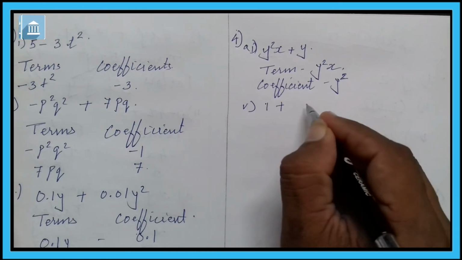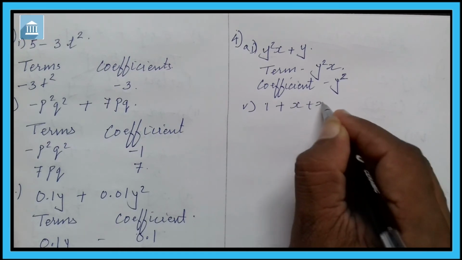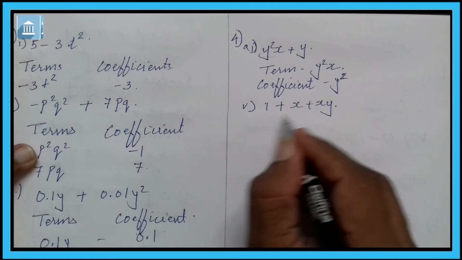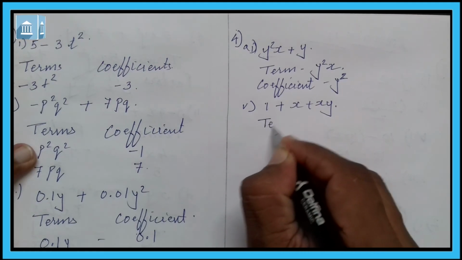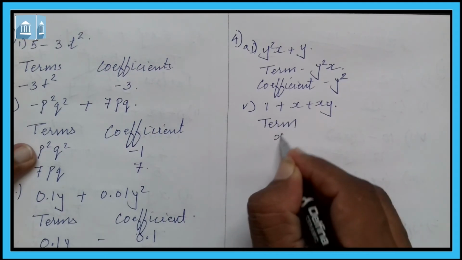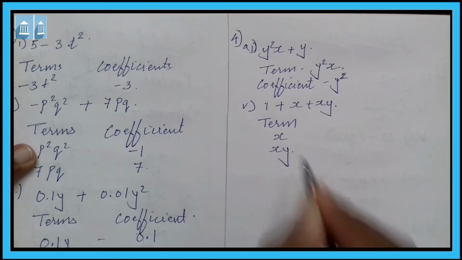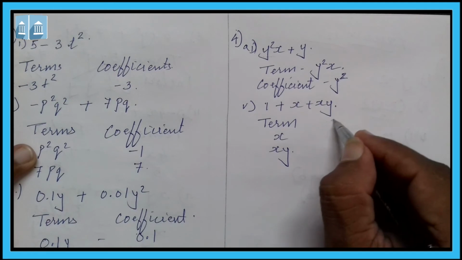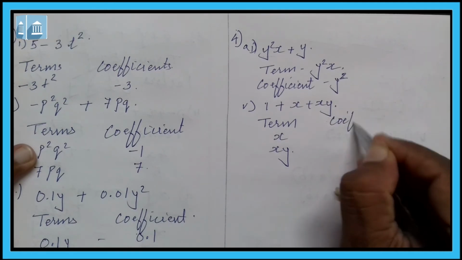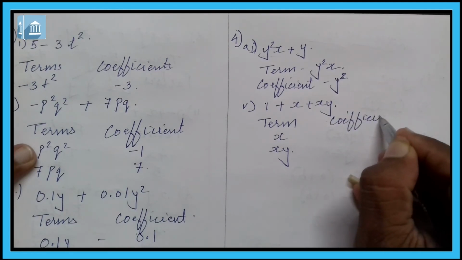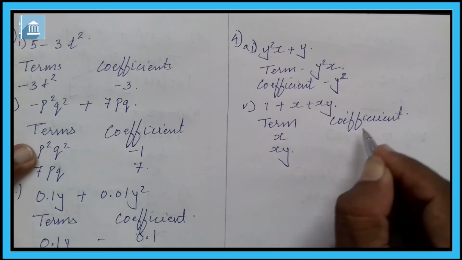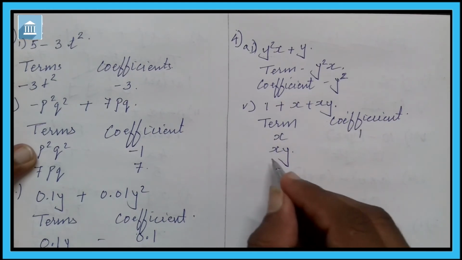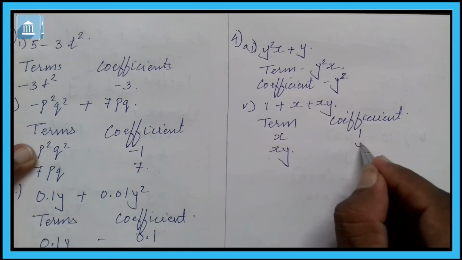1 plus x plus xy. 1 plus x plus y. So here the terms which contain x are x and xy. These are the two terms which contain x. Then the coefficient will be, for x nothing is there, means 1, and for xy the coefficient will be y.